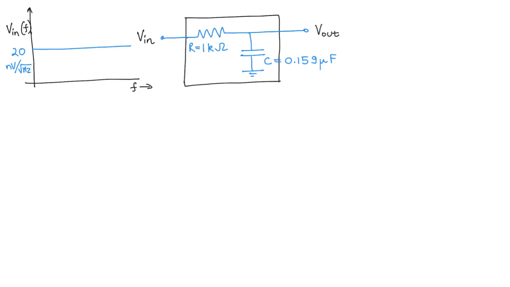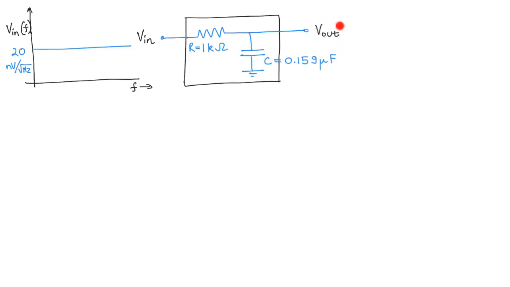Hi, in this video, I want to look at an example where we are passing a noise, which is the noise which was in the exercise that I had put. So you have a uniform white noise with an amplitude of 20 nanovolt per root hertz. Okay, so that's the power spectral density amplitude, and the amplitude stays constant for all frequencies, and this noise is inputted to a system, and this system is basically a first order low pass filter with an R of 1 kilo ohm and a capacitance of 0.159 microfarad.